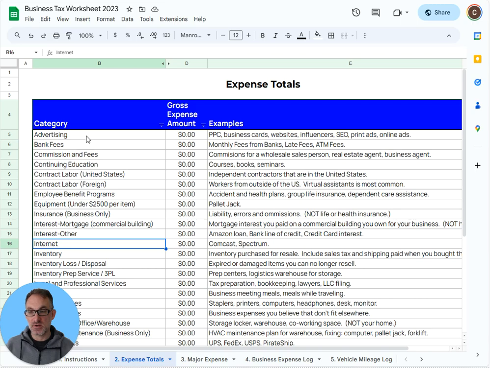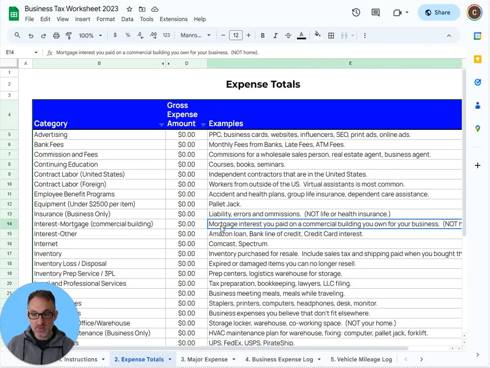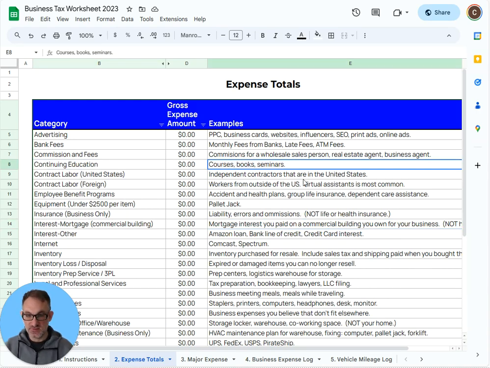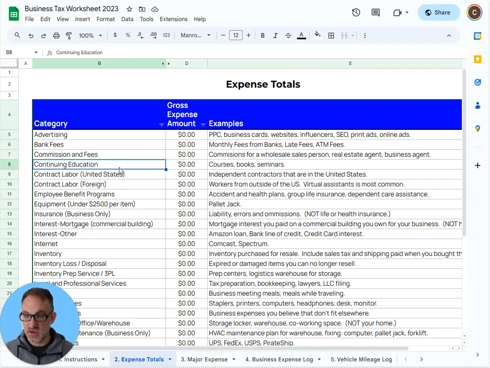So you can see we have this broken down by all the various categories. And again, like I mentioned, it gives you all the examples. The ones that are the most common that we'll typically see for most people utilizing this business tax worksheet are things like continuing education, which is courses, books, seminars, things like that. That's like if you bought any specific courses and went through them, or any books, like if you bought some books off Amazon to learn how to do what you're doing or even get better at the business you're operating, that would be considered continuing education.